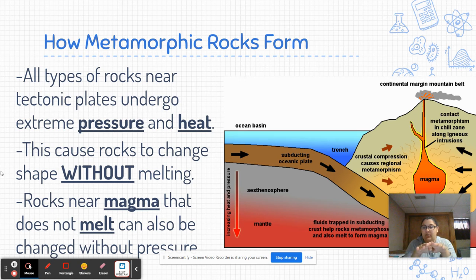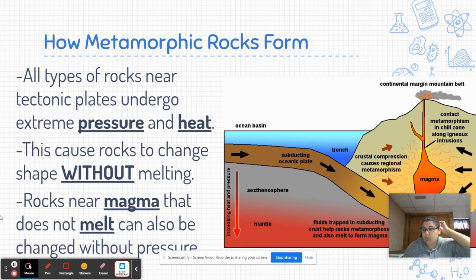So think about the rocks coming together. Okay, that's a lot of pressure, and it's near the mantle, which is really, really hot. So metamorphic rocks can form there. Now, this causes rocks to change without melting. So if it melts completely and then forms something new, that's actually igneous rock. Remember we talked about that on Tuesday.